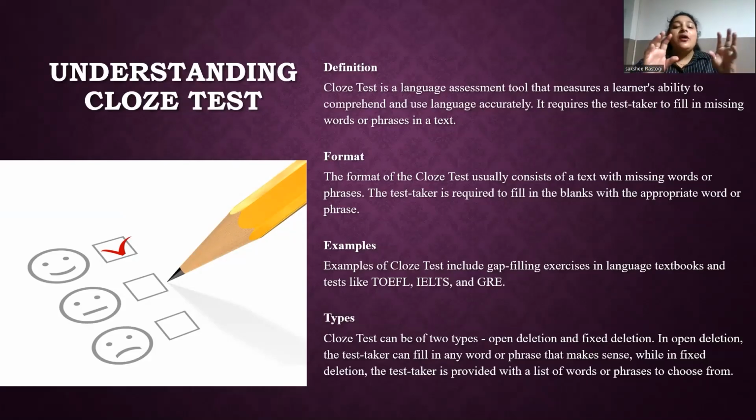First is a passage with blanks, meaning a text with deliberately removed words or phrases replaced with blanks. Contextualization means the passage provides context for the missing words or phrases. Language skills assessment means cloze tests evaluate reading comprehension, vocabulary, grammar, syntax, and language fluency. There are variations. Different types of cloze tests exist, such as multiple choice, open-ended, fixed, and variable.